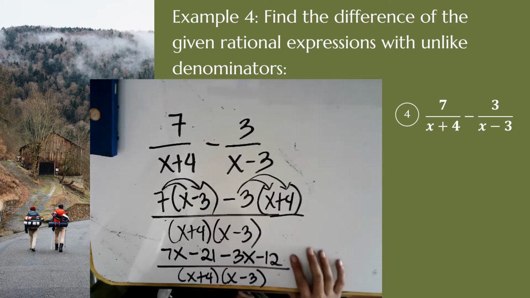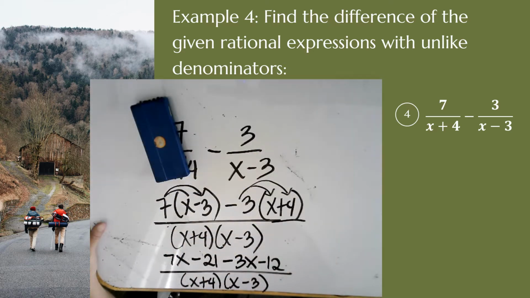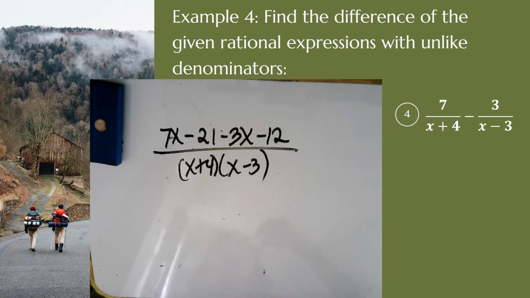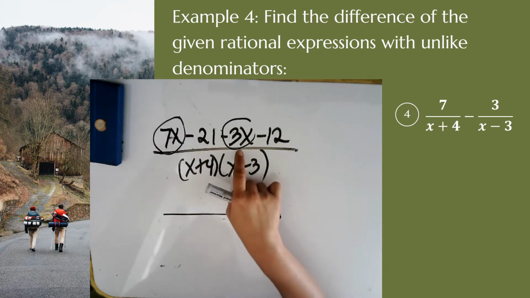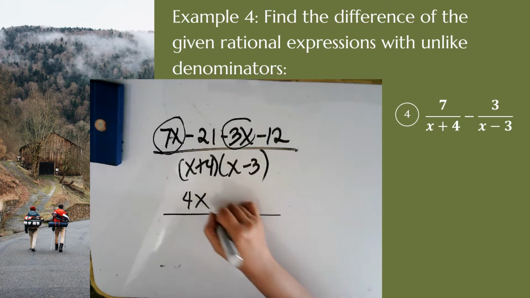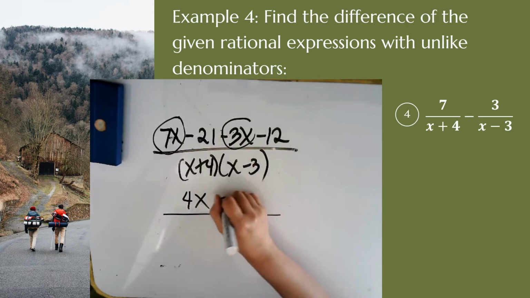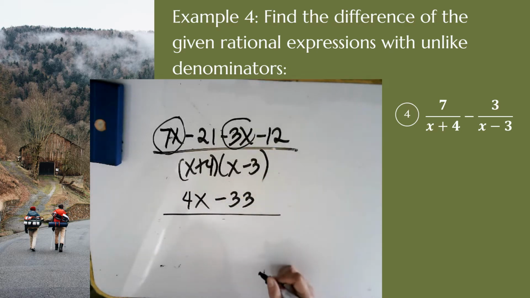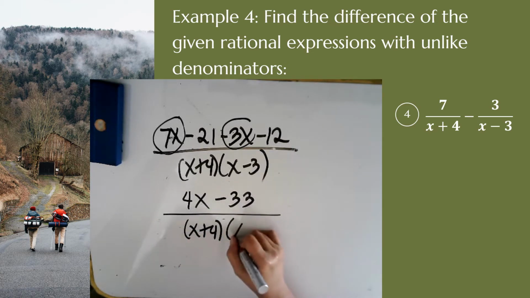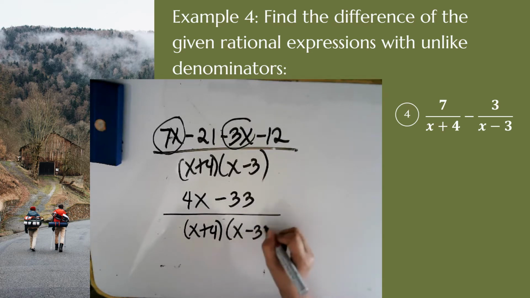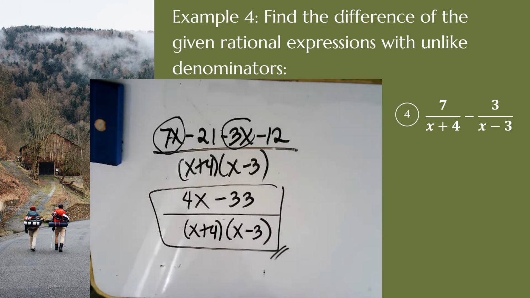So the next step here is to combine like terms. So the like terms here are 7x and negative 3x. So 7x plus negative 3x is equal to 4x. And then combining negative 21 to negative 12 will give us negative 33. And then copy the denominators, x plus 4 and x minus 3. That's it. So this will be the answer.